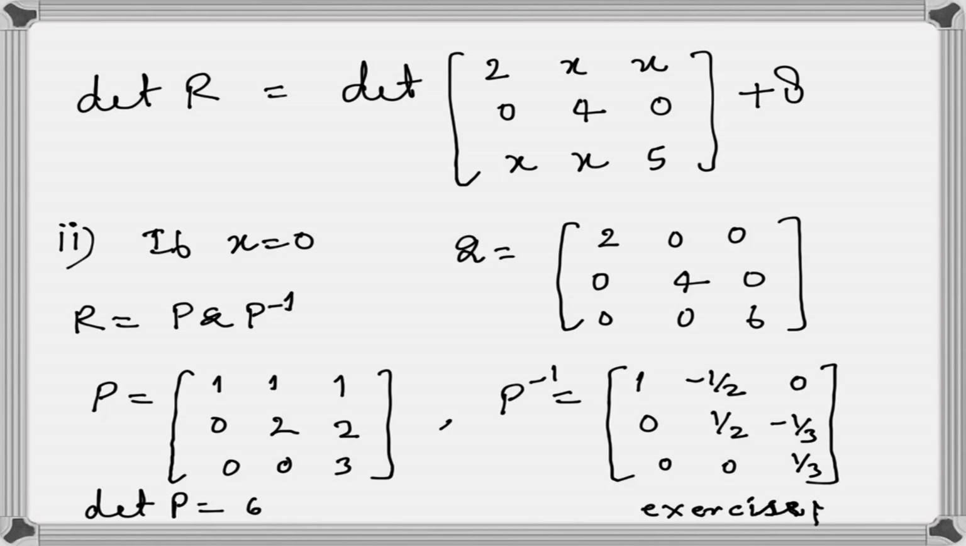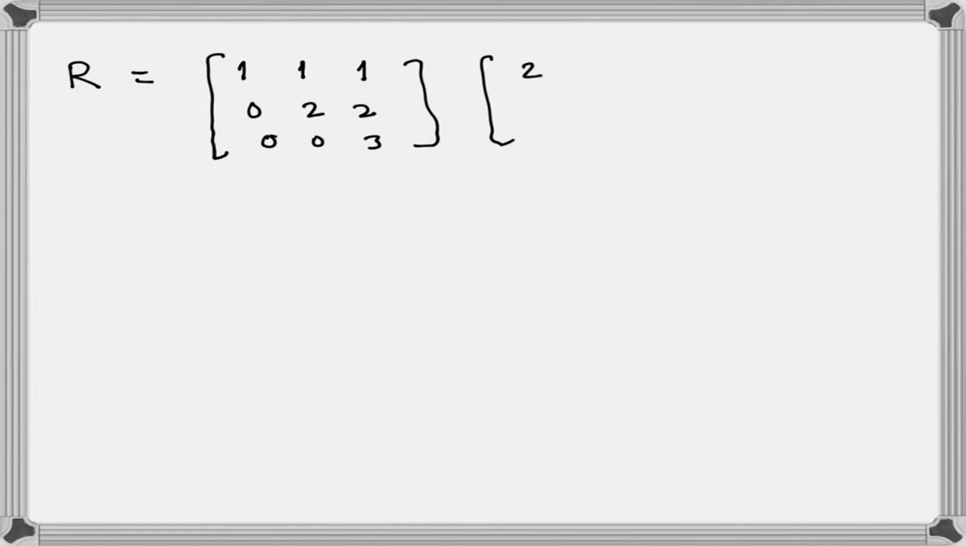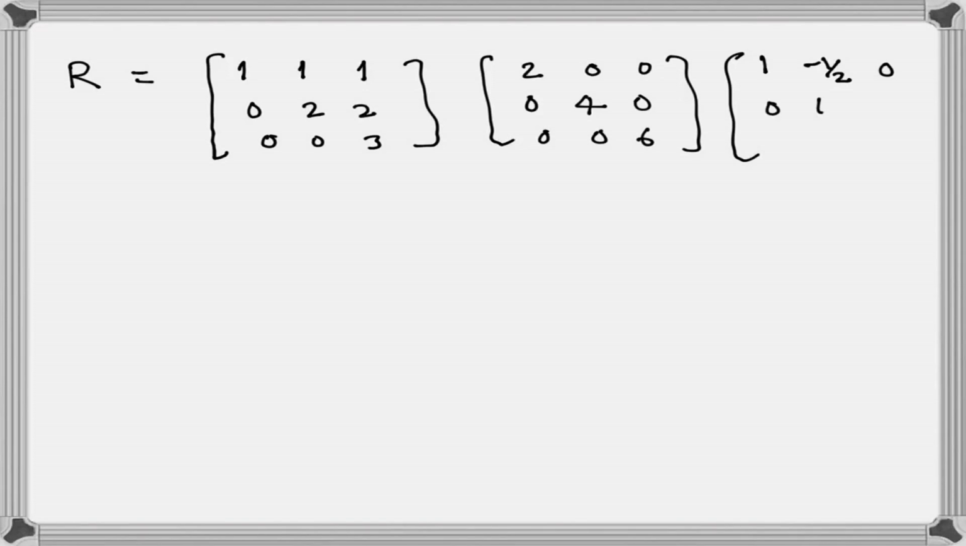Okay, so now let's calculate the R matrix. R is nothing but P, which is 1, 1, 1; 0, 2, 2; 0, 0, 3, into Q, the diagonal matrix 2, 0, 0; 0, 4, 0; 0, 0, 6, and P inverse, which is 1, minus 1 by 2, 0; 0, 1 by 2, minus 1 by 3; 0, 0, 1 by 3. So let's multiply these matrices.